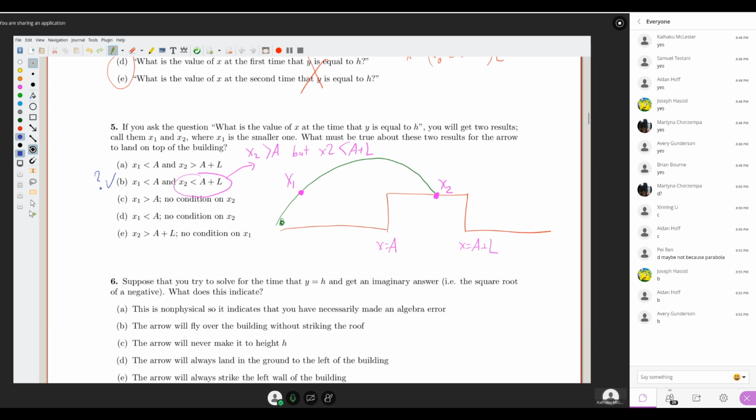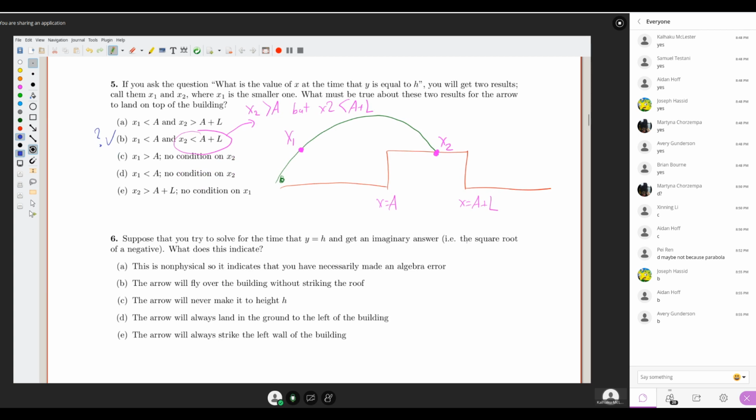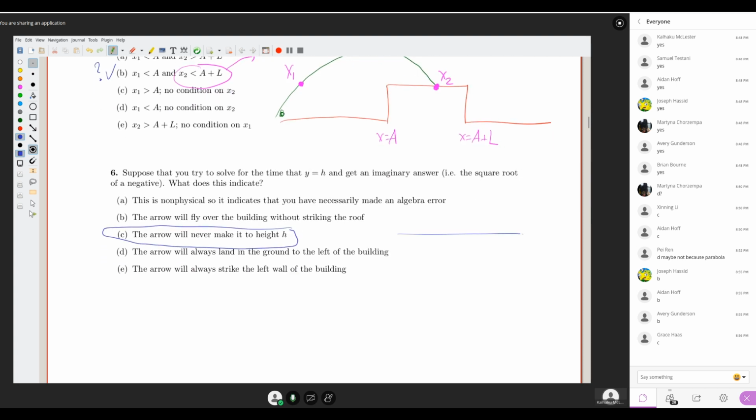Tell me about number 6. Suppose you try to solve for the time that y equals h and get an imaginary answer, so the square root of a negative. What does that mean? C. Yep. It means the arrow will never make it to that height. We did a lot of this. If you remember the frog catching the spider in the elevator problem, I know that seems like a decade ago now, this is where you have some line and a parabola that never intersects it.